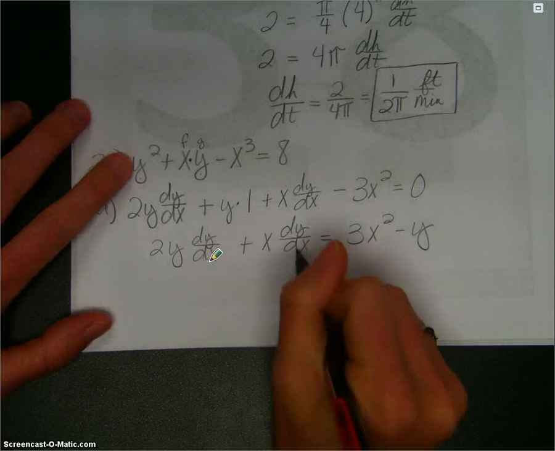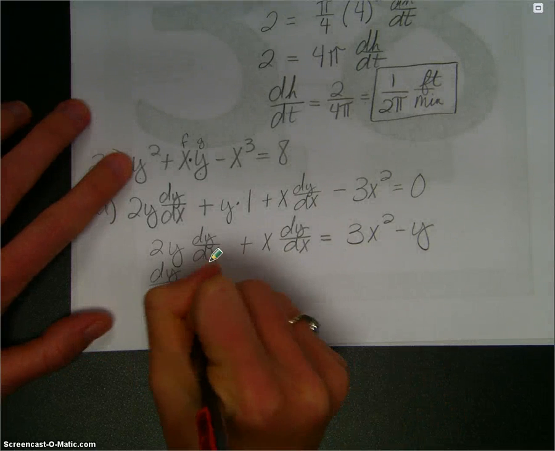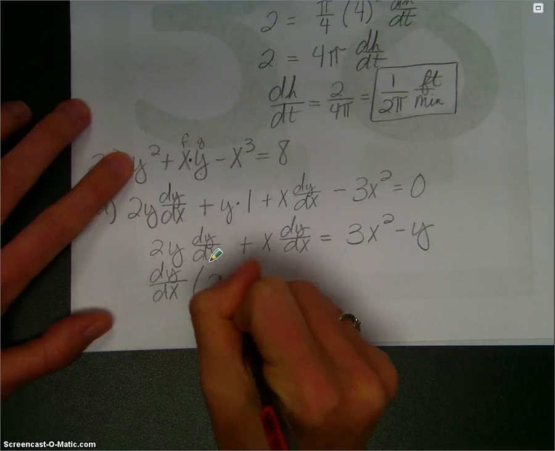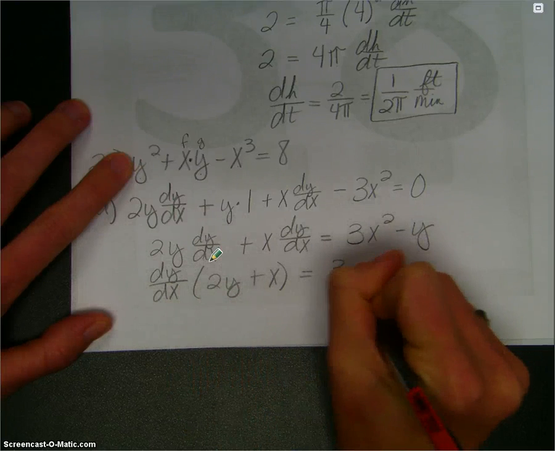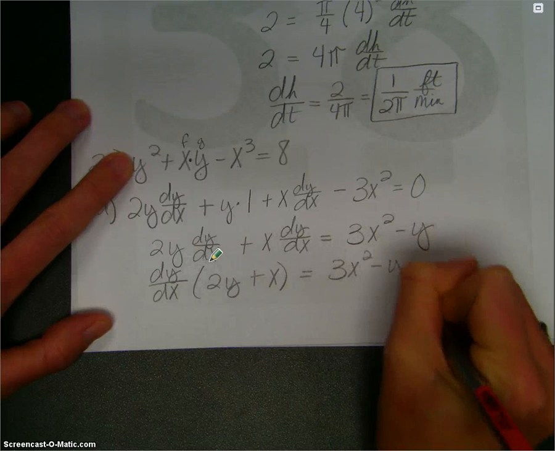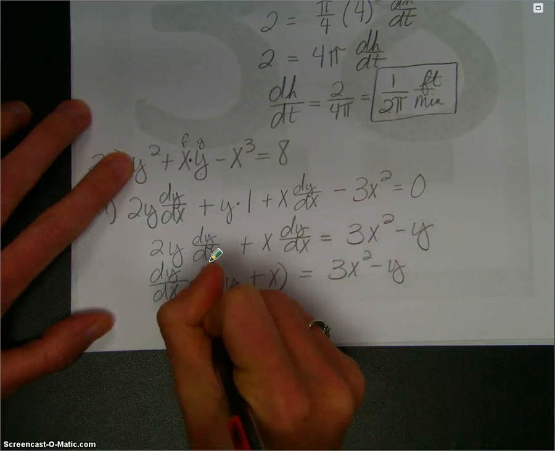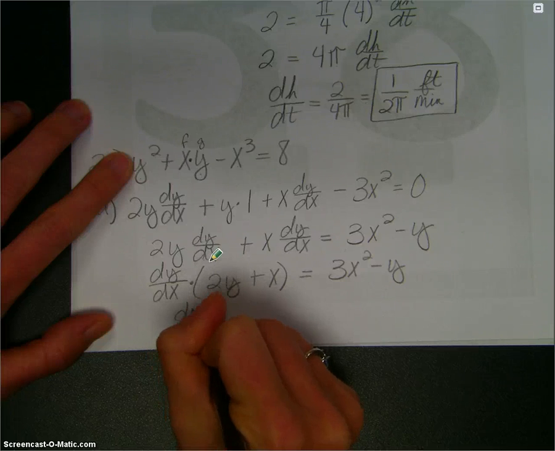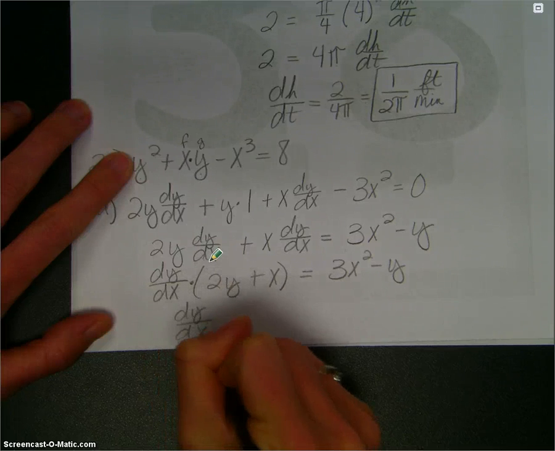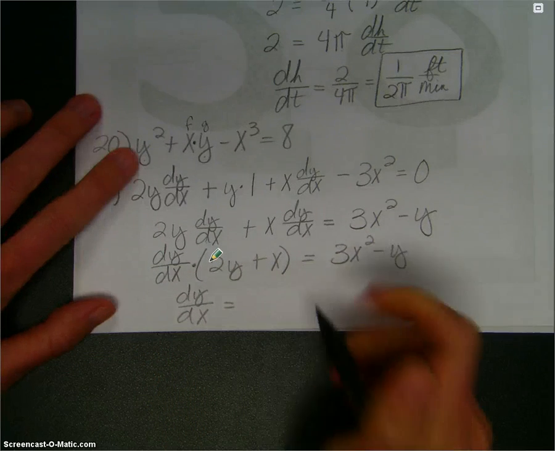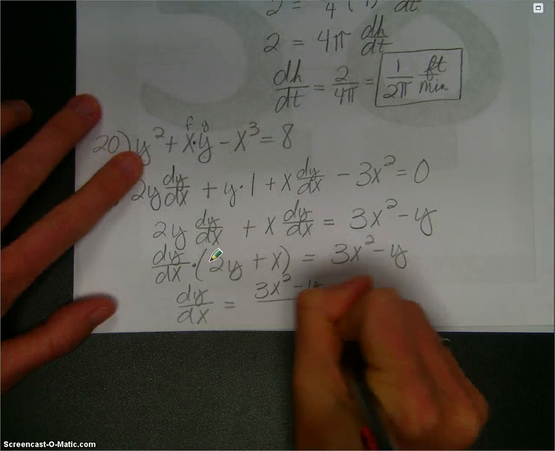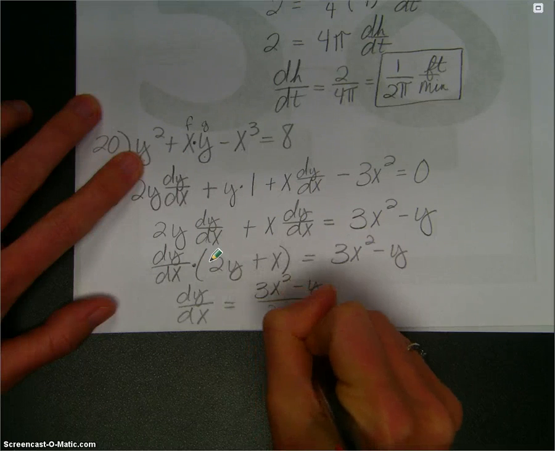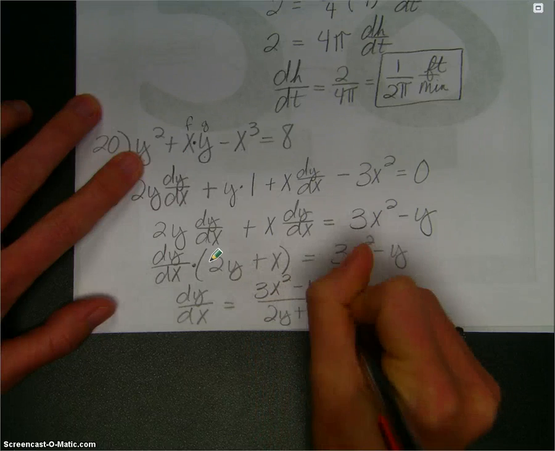Now I can take this dy/dx out like a common factor. If you want to go through this step right here, that's going to be 2y plus x. And I'm trying to get dy/dx by itself. So these are held together with multiplication, so I'm going to divide. So I'm going to say that dy/dx is equal to 3x squared minus y over 2y plus x, or x plus 2y if you prefer.